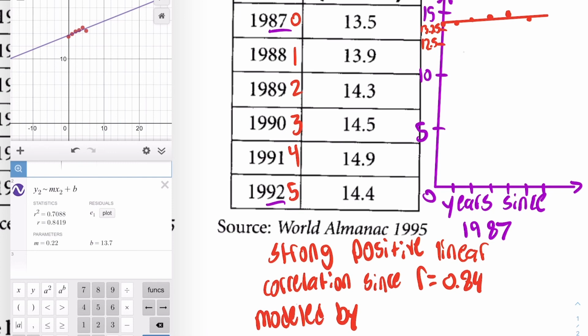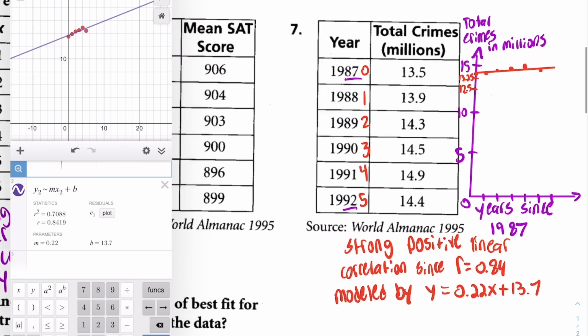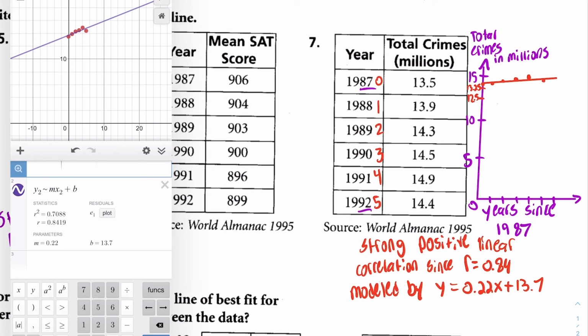Instead of using linear regression, I'm going to say that this graph is modeled by y equals the slope of 0.22 times x plus our y-intercept of 13.7. Strong positive linear correlation because our R value is 0.84, which is greater than 0.7, so it's strong. And the line of best fit was modeled by y equals 0.22x plus 13.7.